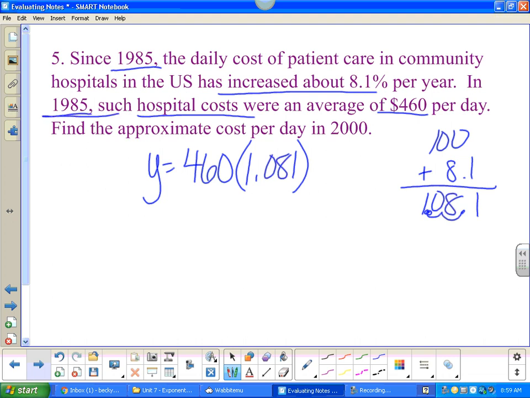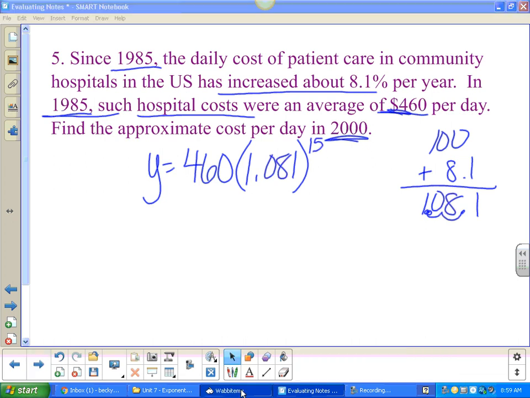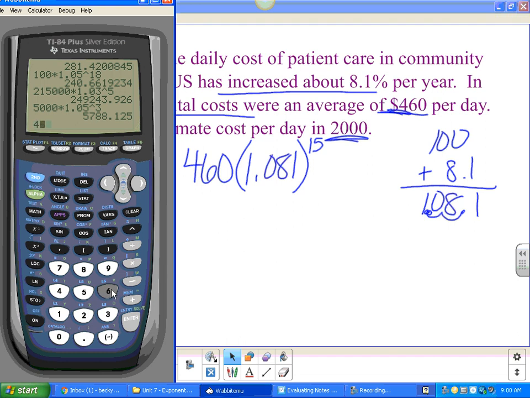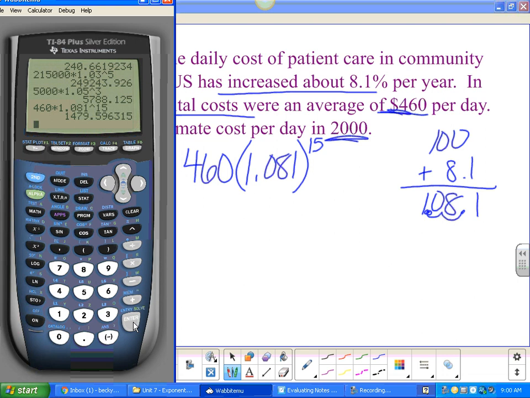In 1985 they were 460, and I'm going to 2000. So how many years is that? If you're not sure, you just subtract on your calculator, but it's going to be 15 years. So 460 to the 15, 1,479, and, okay, now would this be 59 cents?